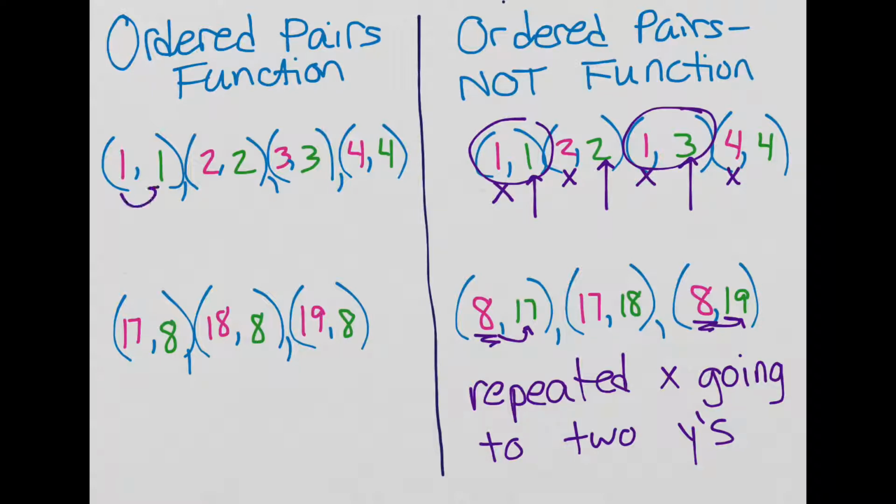Okay, I pressed button 1, I got soda 2. I pressed button 2, I got soda 2. I pressed button 3, I got soda 3. Yeah, that's kind of a boring function, but it is. It's a function because none of the x's, none of the buttons gave me two different sodas.